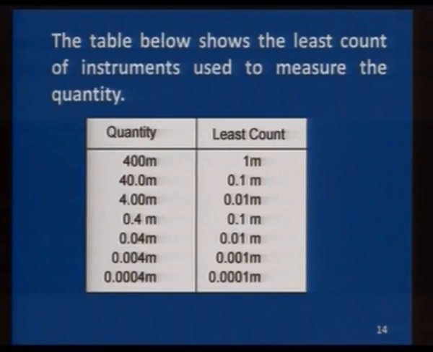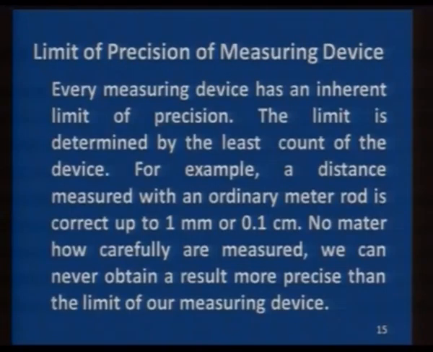Here we can show you in a table, these are the quantities measured and these are the least counts of the instruments by which they are measured. If we are measuring 400 meter, its least count will be 1 meter. If we are measuring 40.0 meter, it means up to first place of decimal, that is 0.1 meter, and so on. Limit of precision of measuring device.